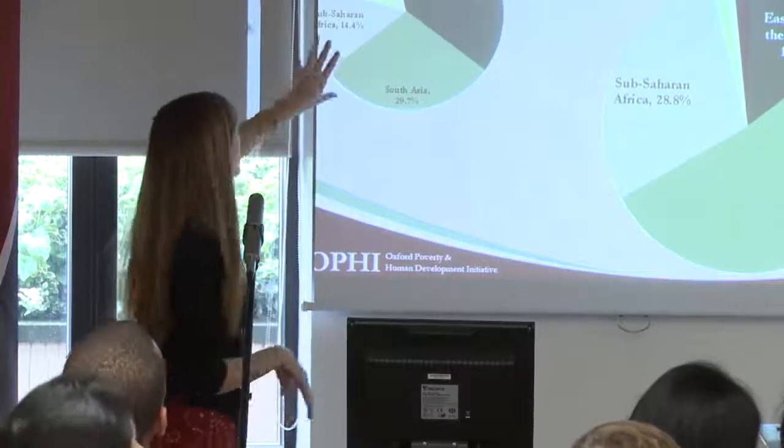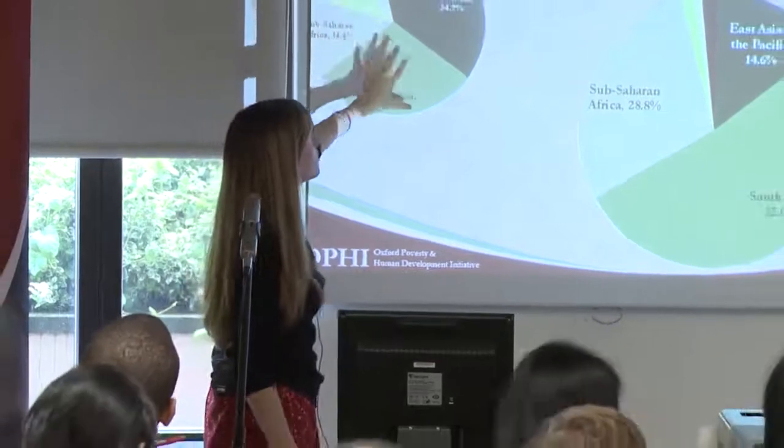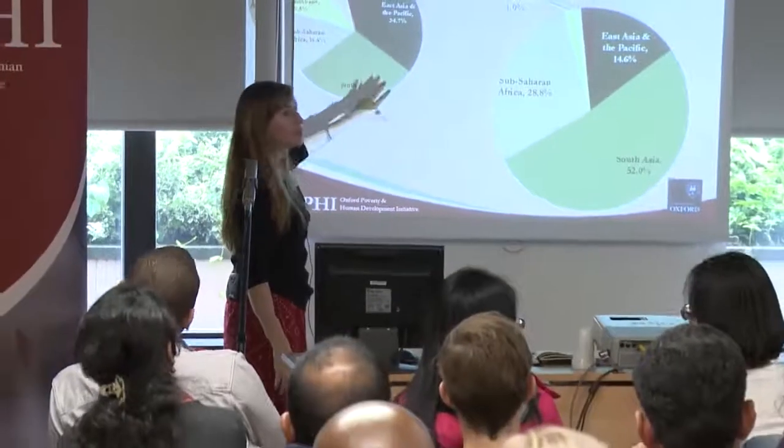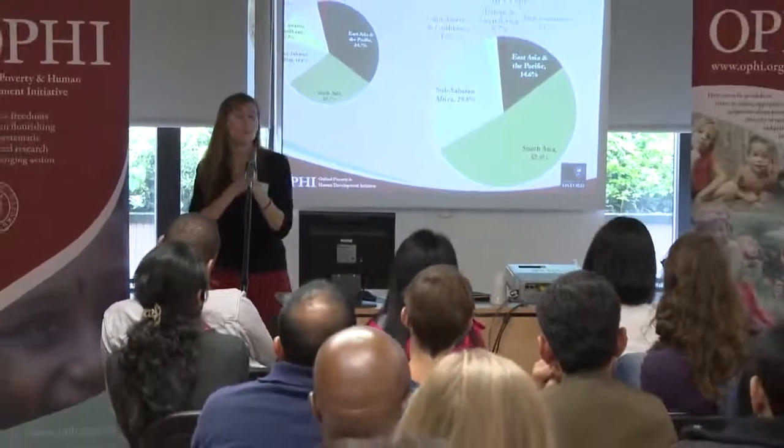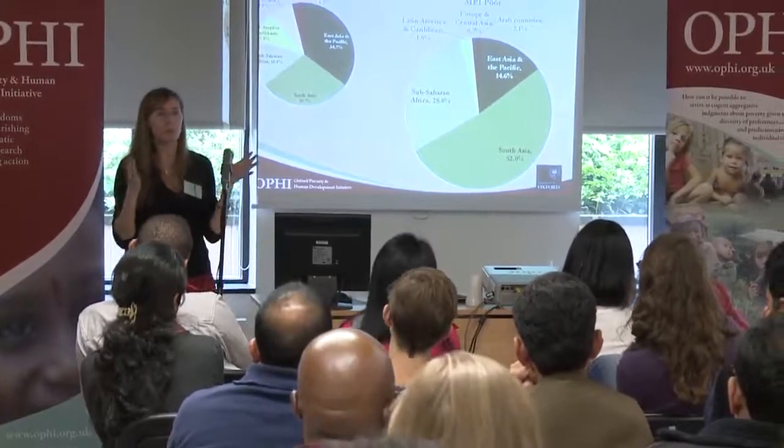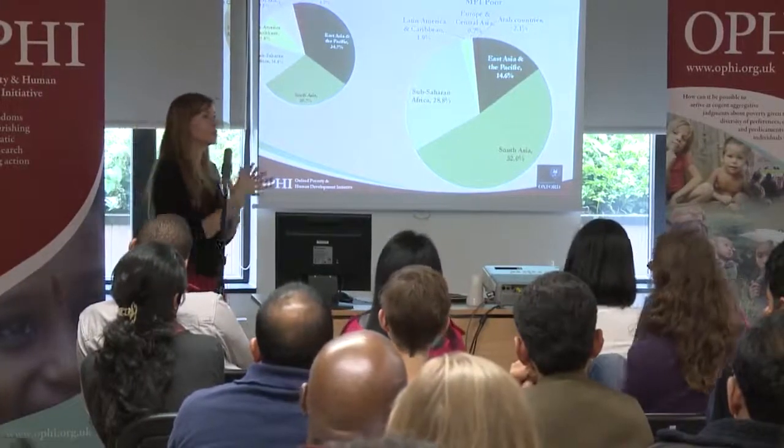Now, in this pie chart here, we are just showing the population share, how these 5.4 billion people are distributed in the different regions of the world.